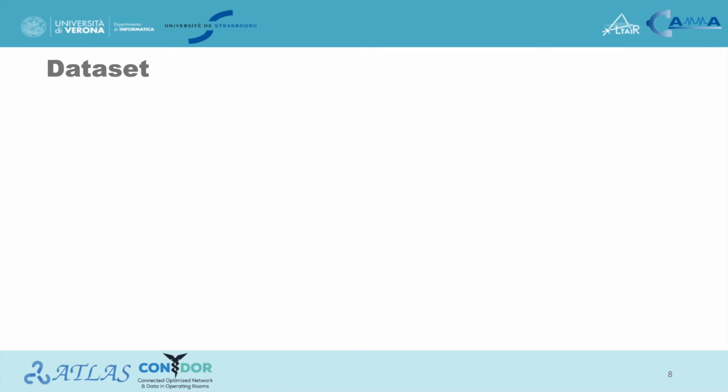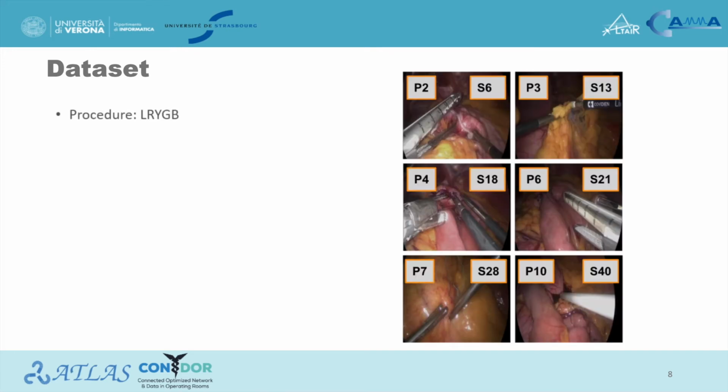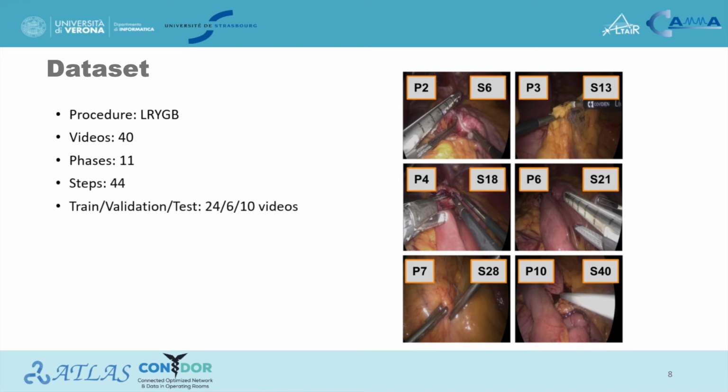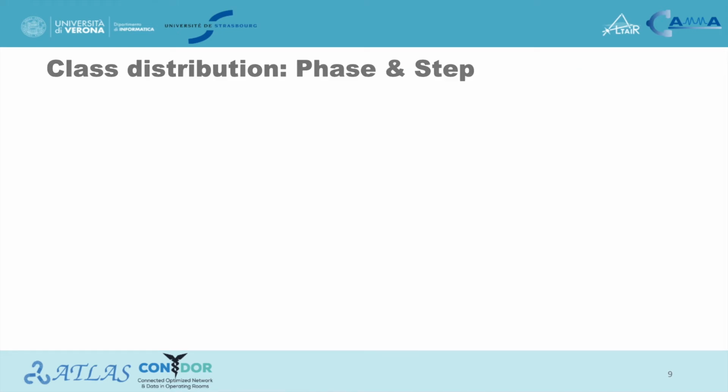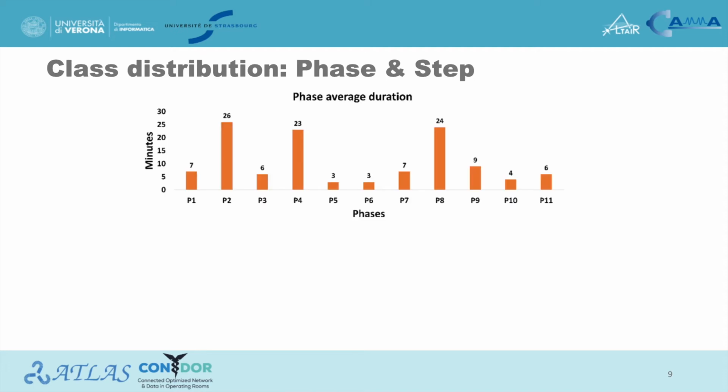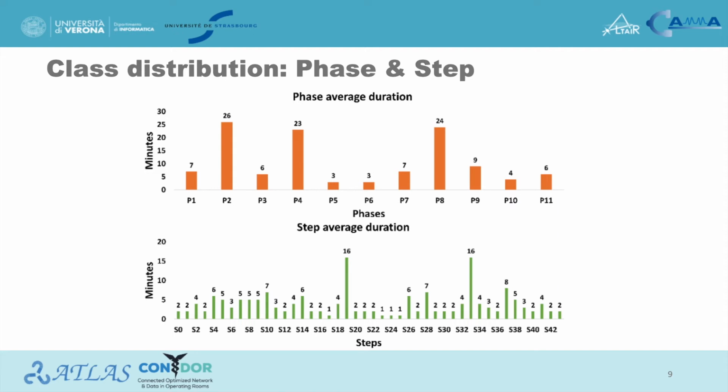To analyze this procedure, we construct a dataset of laparoscopic Roux-en-Y gastric bypass procedure consisting of 40 videos which are fully annotated with 11 phases and 44 steps. We split the dataset into 24, 6, and 10 videos for train, validation, and test set respectively. To emphasize the challenges of this procedure, we present here the average duration of all the phases and steps. We see here that the classes are highly imbalanced for both phase and step.